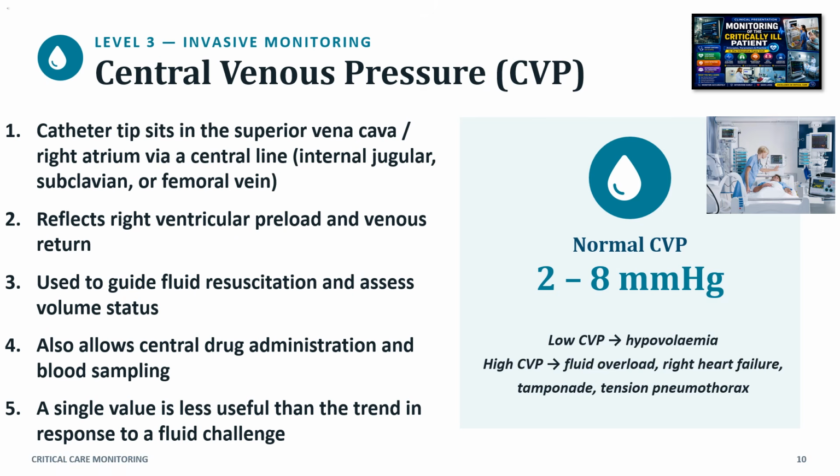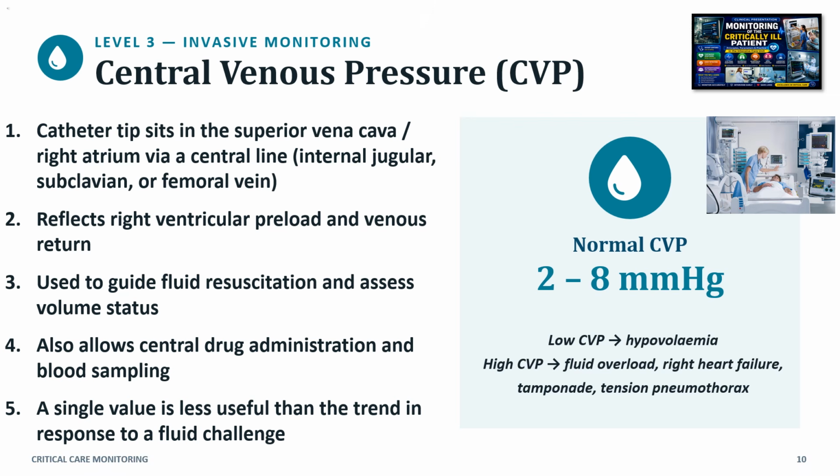Level 3 invasive monitoring. Central venous pressure, CVP. 1. Catheter tip sits in the superior vena cava, right atrium via a central line, internal jugular, subclavian, or femoral vein. This gives direct access to central circulation for pressure measurement. 2. Reflects right ventricular preload and venous return. This indicates how much blood is returning to the right side of the heart.